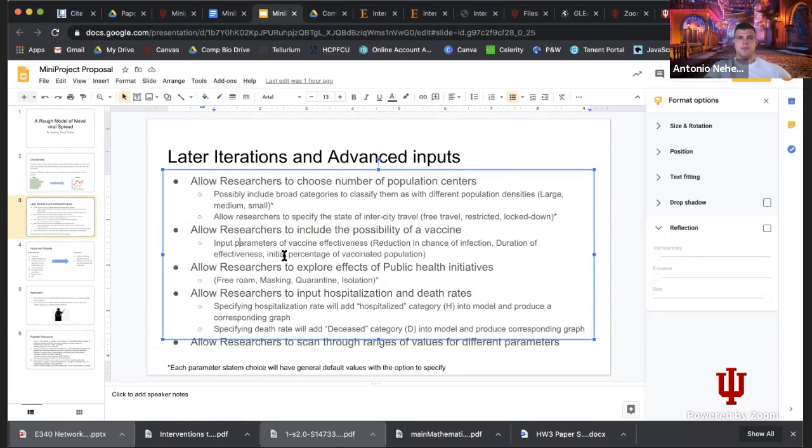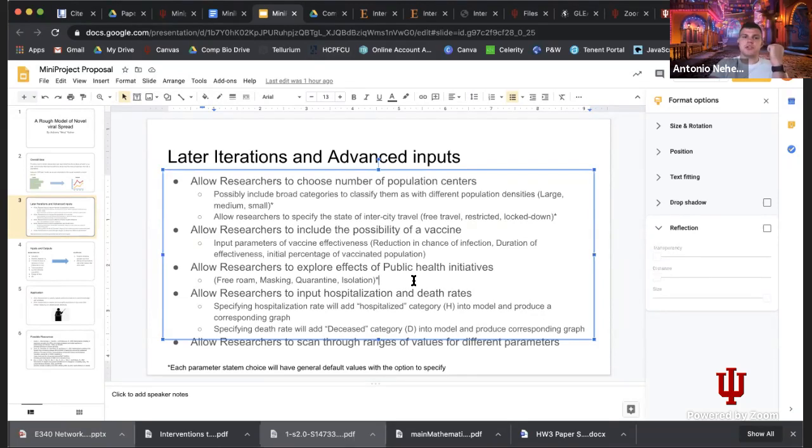Also, the ability of researchers to test a vaccine. They could input the effectiveness in reduction of chance of infection, the duration of effectiveness, as well as the percentage of the initial population that is vaccinated. And I think they would also be able to play with this tool and realize that, if we want to drop the infection rate by X amount, how effective does the vaccine have to be? What's the benchmark? So they can go backwards and look at that as well.